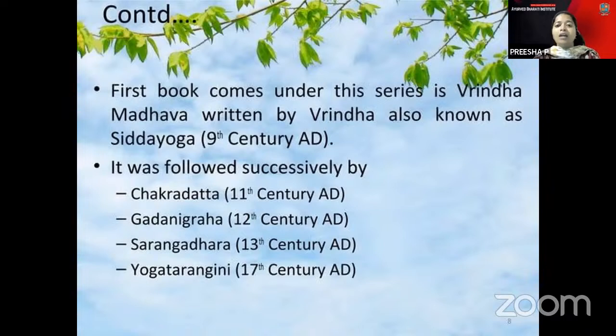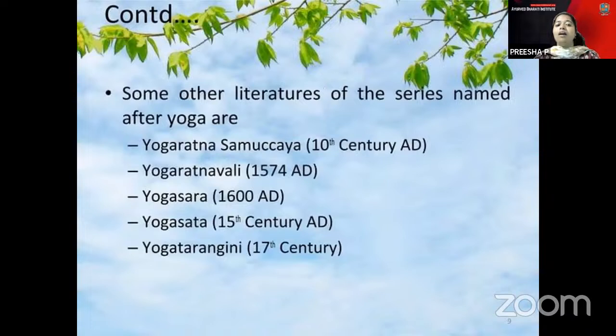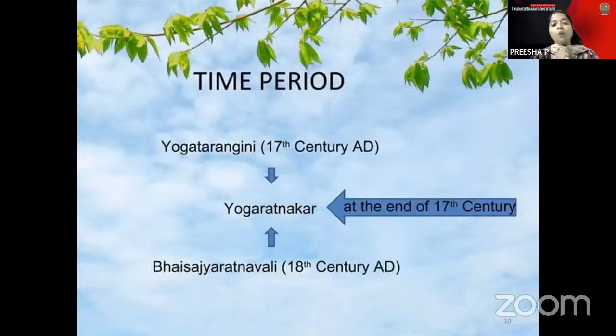Other than that, there are also Yogaratna Samuchaya, Yogaratnavali, Yogasara, Yogashara and Yoga Tarangini, which were written from the 10th century to the 17th century. When we consider the time period of Yogaratnakara, you can consider it about 17th century AD, and Vaidyajaratnavali about the 18th century AD.